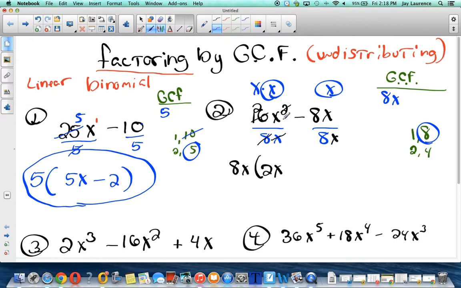Some of you were just adding exponents here. Well, no, it's division. It's not multiplication. Then I'm going to subtract 8x divided by 8x. 1. 1, not 0. There you go.